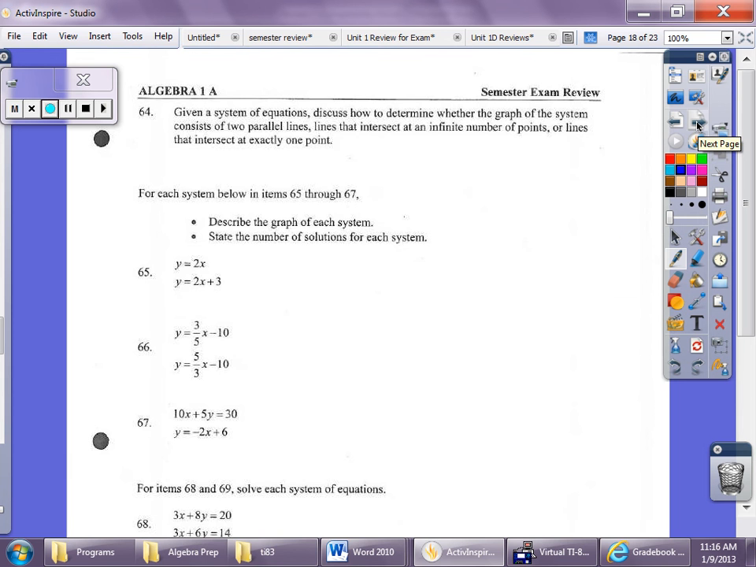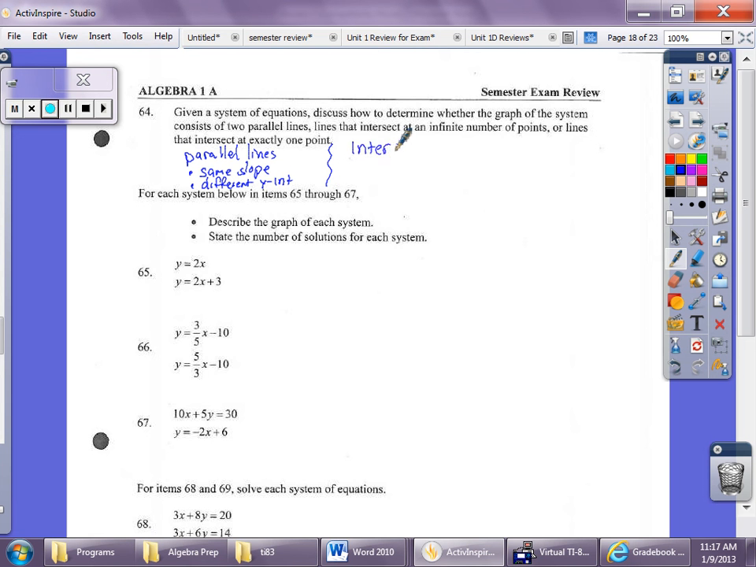64. Given a system of equations, discuss how to determine whether a graph of a system consists of 2 parallel lines, lines that intersect at an infinite number of points, or lines that are intersecting at exactly 1 point. So if we look at parallel lines, they have the same slope, different y-intercepts.